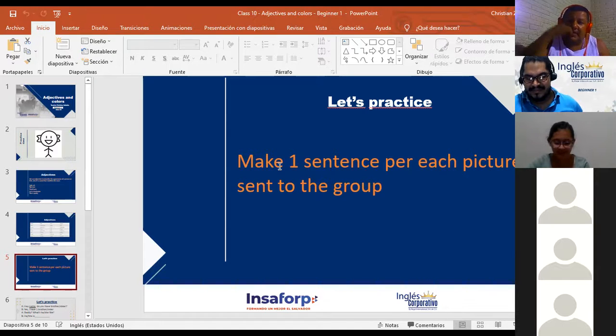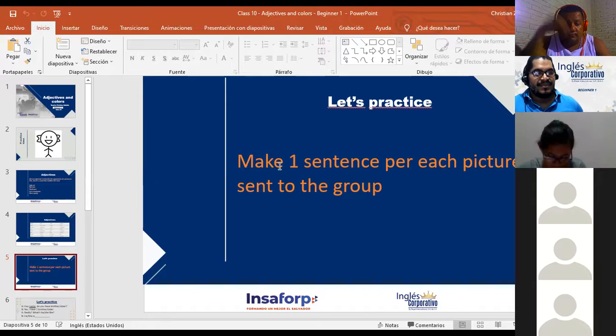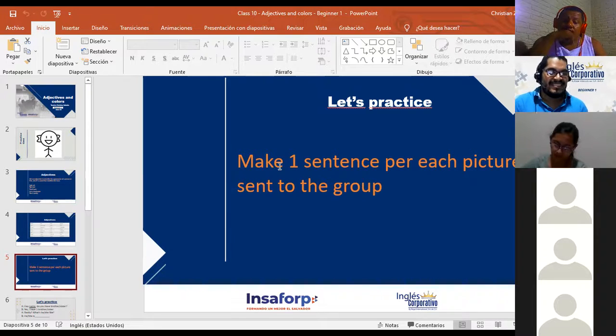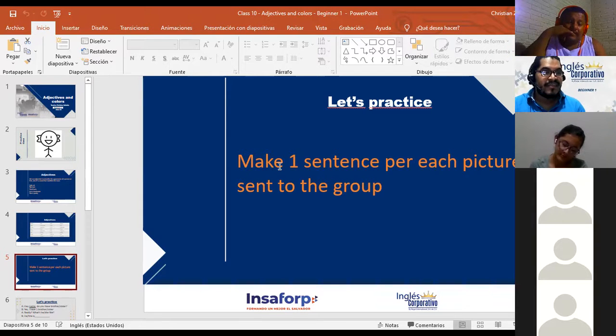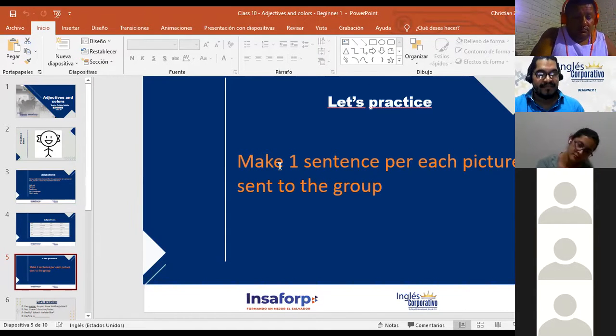What about this one? What about this picture? My sister is skinny. Okay, my sister is skinny. She is beautiful. Yes. Good. What else? The girl is a little child. Okay, the girl, you said? A little shy. Okay. She's a little shy. She's short.